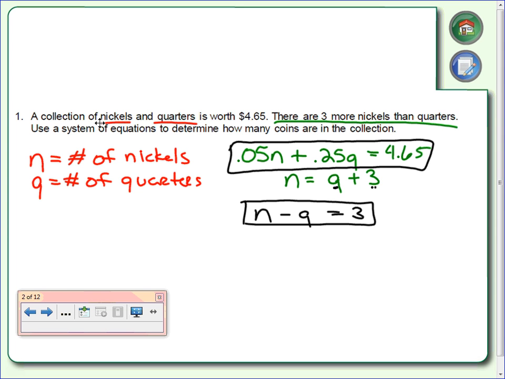N is 1, right? So the first row of numbers we need, here they are. The first number we need is 0.05. Second number we need is 0.25. And the third number you need is 4.65. So that should be your first row numbers in your matrix. The second row numbers are right here. We need a 1, a -1. Make sure you have a -1. And then a +3. 1, -1, +3. Those are the numbers you should have in your matrix.